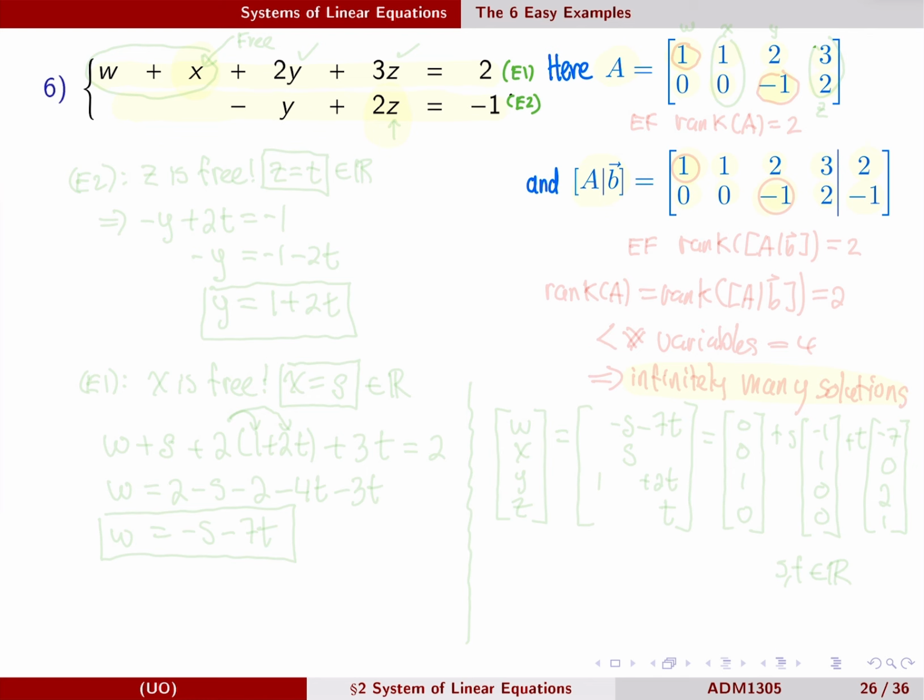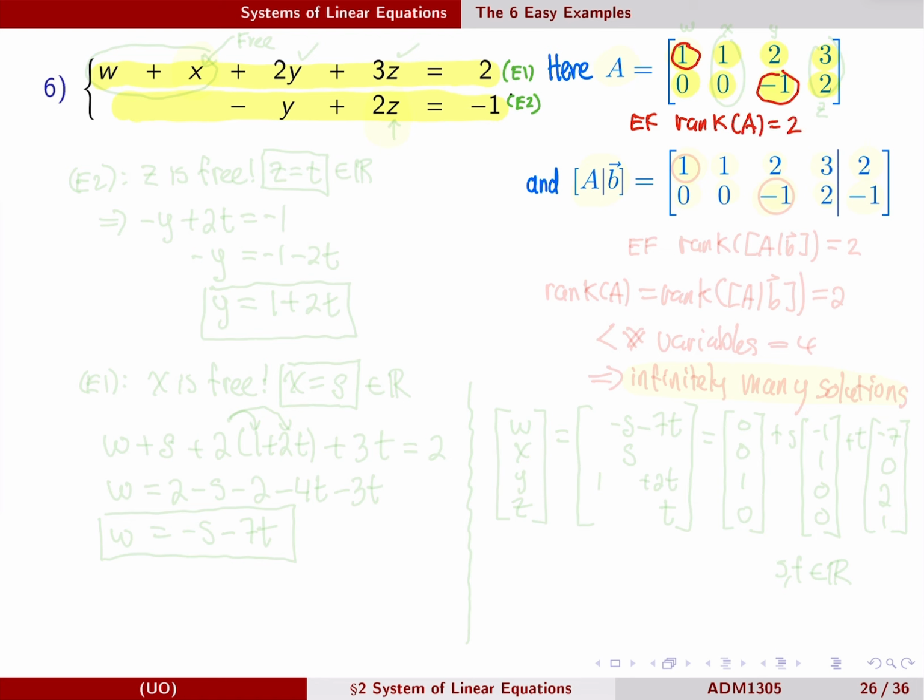All right, last example. So we have now a system of 2 equations with 4 unknowns, w, x, y, and z. So here we can extract the coefficient matrix, 1w plus 1x plus 2y plus 3z. And there's no w, no x, minus 1y, and 2z. That's my coefficient matrix. And here you can see that this matrix, if you circle the leading coefficients, you're going to get a rank of 2. So this is in echelon form. And the rank of that matrix is 2.